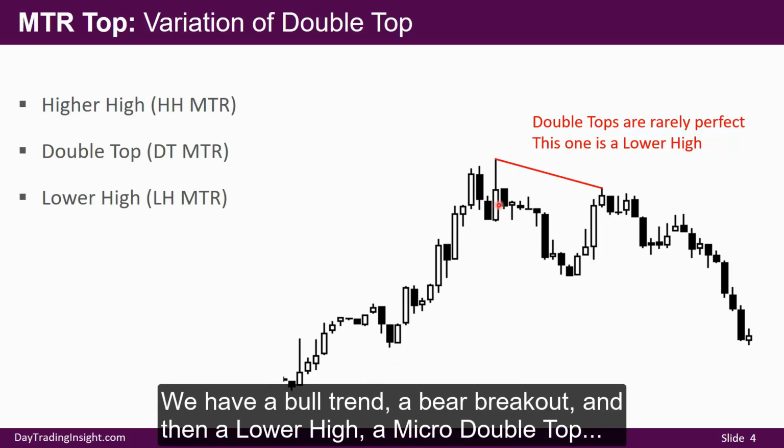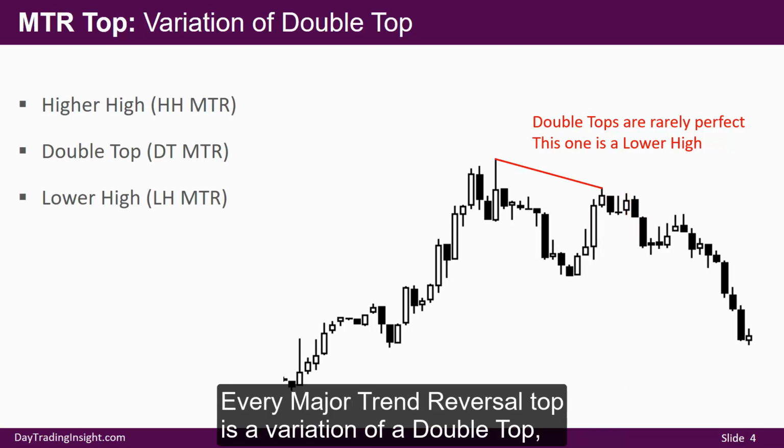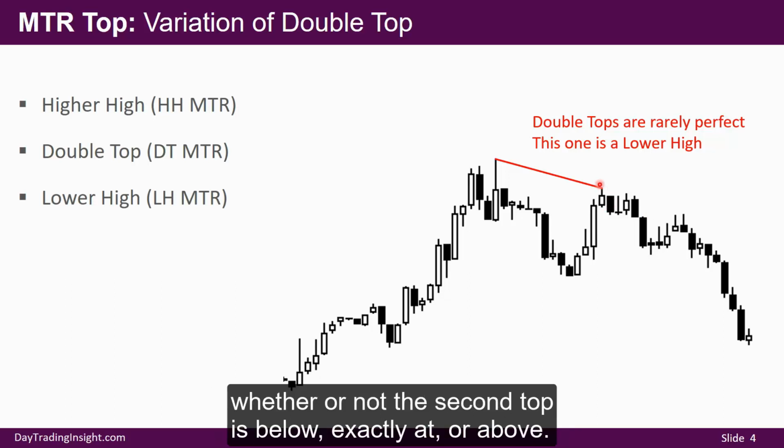We have a bull trend, a bear breakout, and then a lower high, a micro double top in the lower high, and a second entry short below that bear bar. So every major trend reversal top is a variation of a double top, whether or not the second top is below, exactly at, or above.